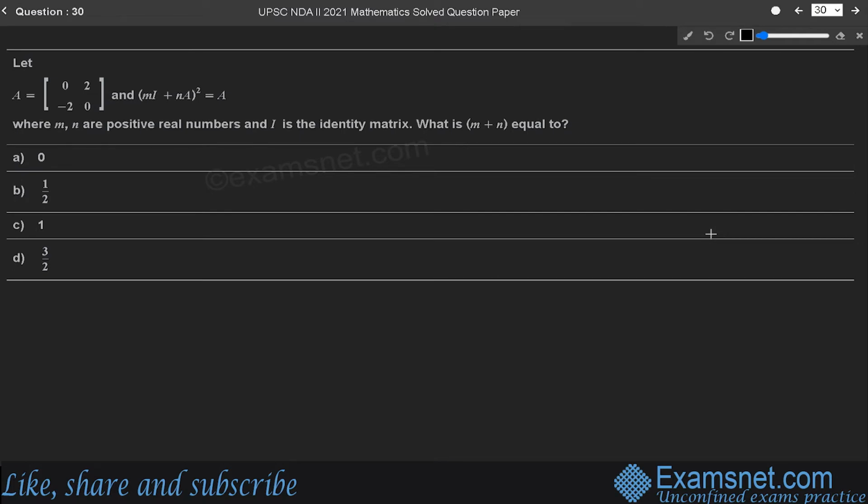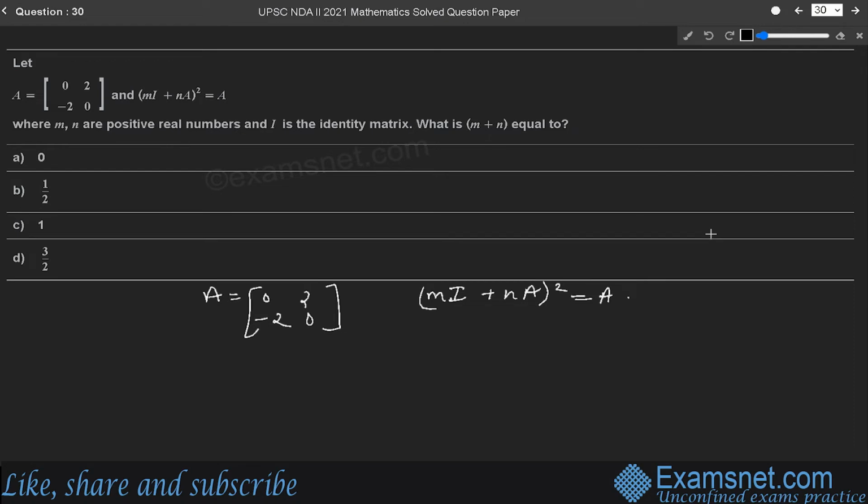Next question is, let A be the matrix [0, 2; −2, 0], and (mI + nA) whole square is equal to A, where m and n are positive real numbers and I is the identity matrix. What is m plus n equal to? It is given that I is the identity matrix.